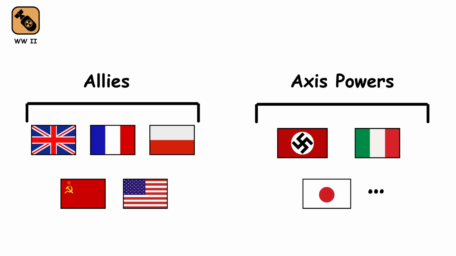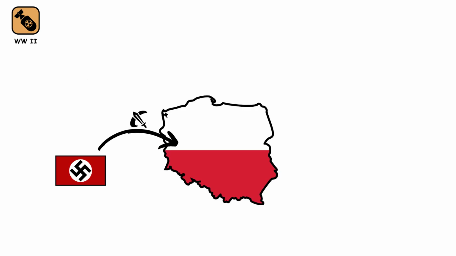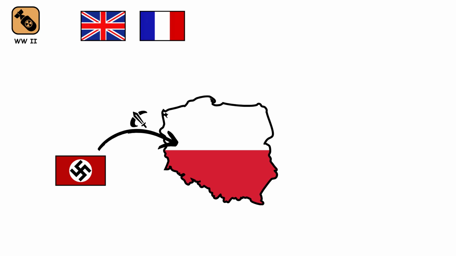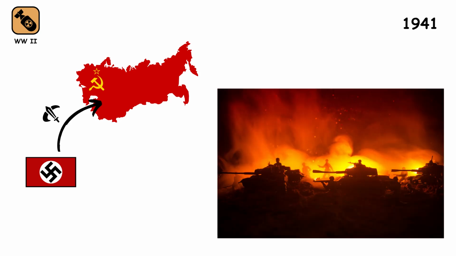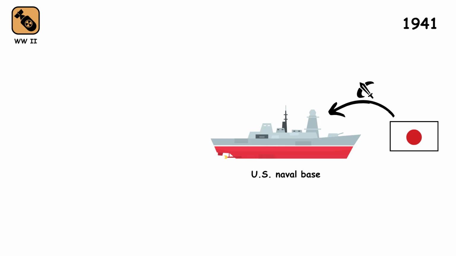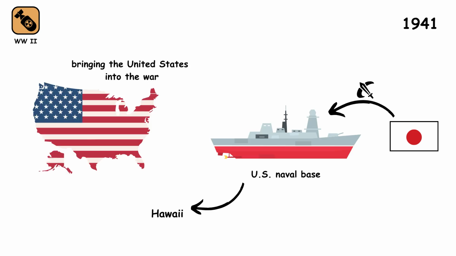The war started with Germany's invasion of Poland, which caused Britain and France to declare war on Germany. The Soviet Union also invaded eastern Poland. In 1941, Germany invaded the Soviet Union, opening one of the biggest fronts of the war, and in the same year, Japan attacked the U.S. naval base in Hawaii, bringing the United States into the war.